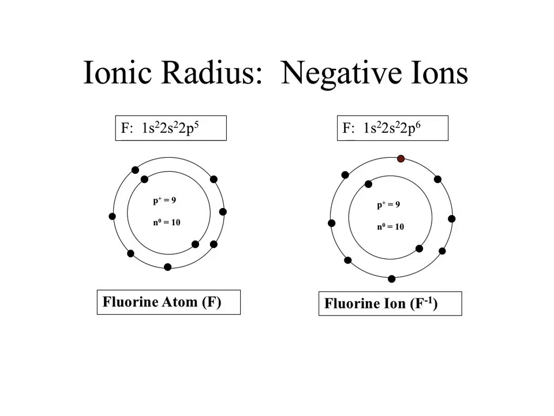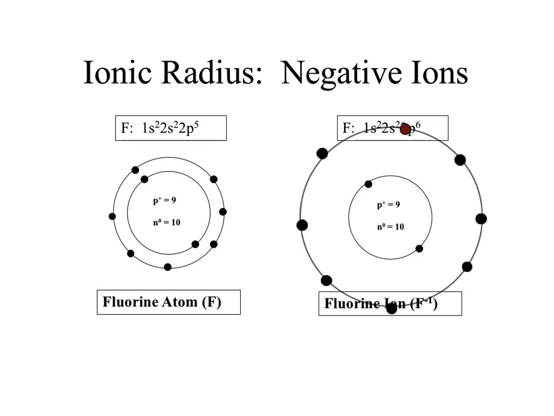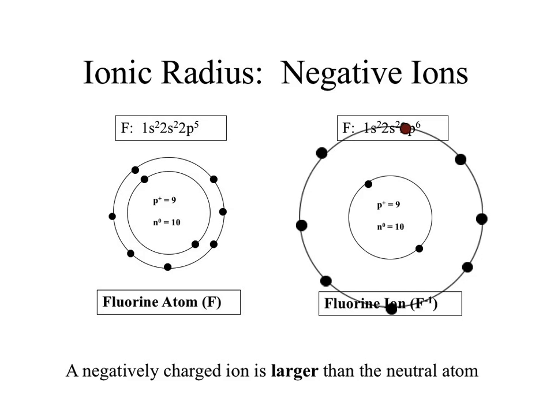So if you put another electron in that energy level, it causes all the other electrons there to push against each other, which causes the whole energy level to grow, because they don't really want to be there. You didn't add any protons to keep it nice and close to the nucleus. You just added electrons. So the whole energy level expands, creating a larger energy level. So a negatively charged ion is going to be larger than the neutral atom.